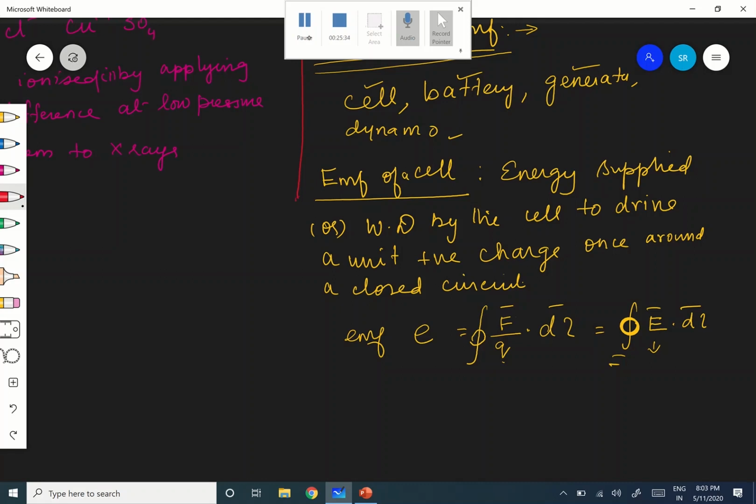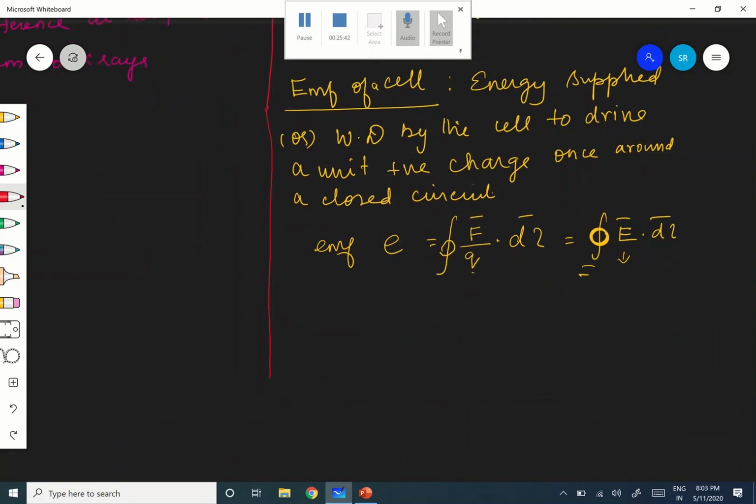Now one more definition I want to give. I think you know what a cell is. A cell has a positive electrode and a negative electrode. It is connected to a circuit. The circuit has a key, and this is a conductor, a copper wire, and this is a key.